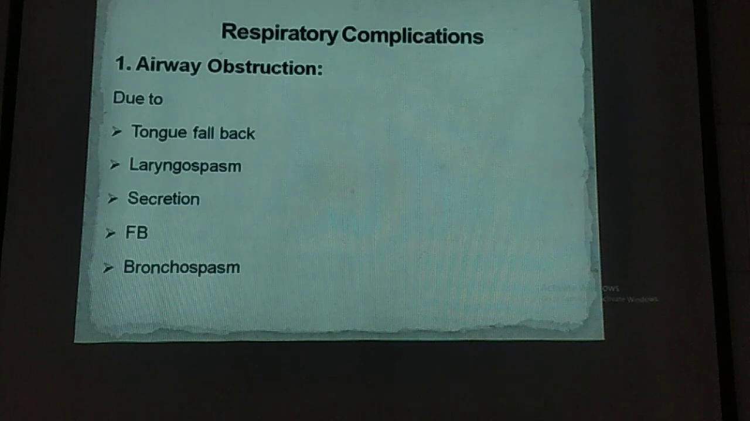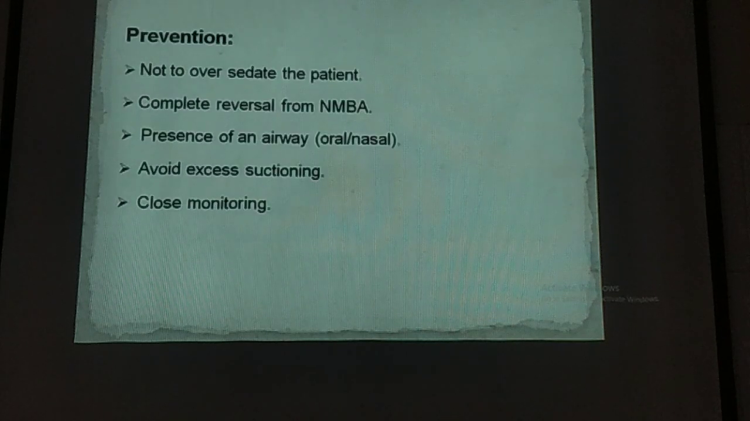Respiratory complication: airway obstruction may be due to tongue fallback, laryngospasm, secretion, foreign body, bronchospasm. Prevention: do not oversedate the patient. Complete reversal from neuromuscular blocking agents. Avoid excess suctioning and closely monitor the patient.